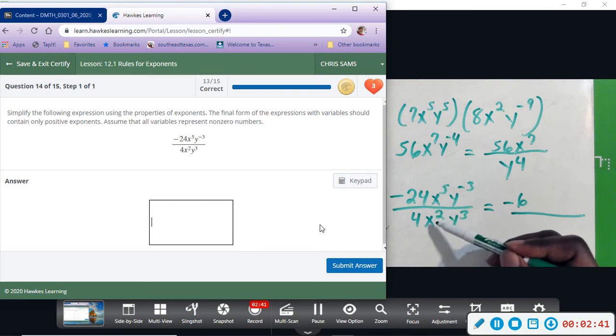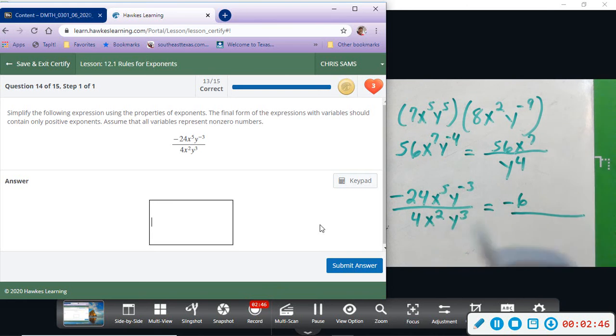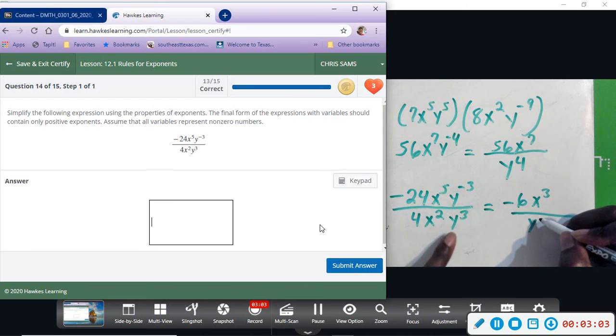The x to the 5th and x squared, since we're dividing, we subtract. 5 minus 2 gives me a 3. Bigger number up top. So that's where the result goes. Now with these, this is a negative. I'm going to move it down first. So I have y to the 3rd that's already down here. This one is getting moved down.